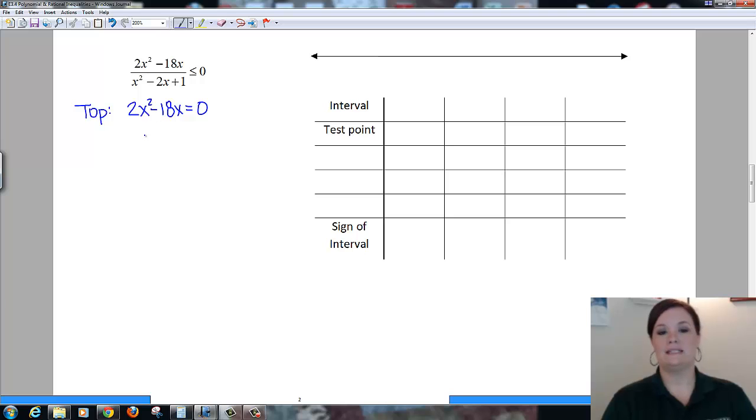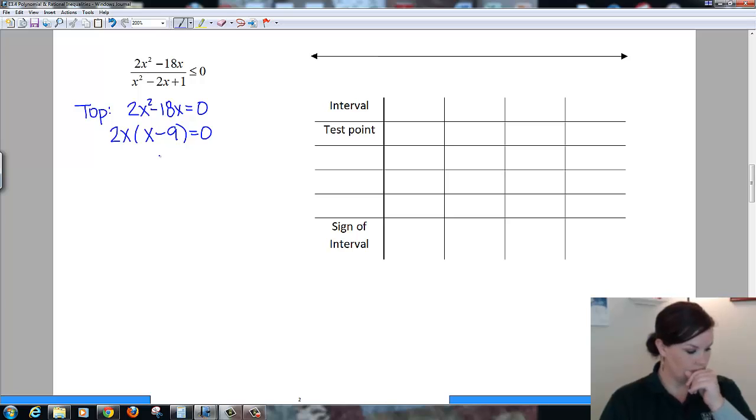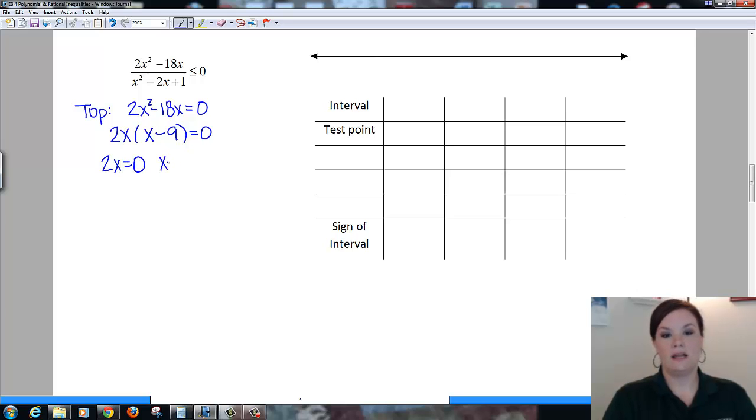I'm going to go ahead and take out a greatest common factor, which would be 2x, which leaves me with x minus 9. And then if I set each of these equal to 0, I get 2x equals 0, and I get x minus 9 equals 0. If I divide off 2 here, I get x equals 0, and if I move 9 to the other side, I get x equals 9.